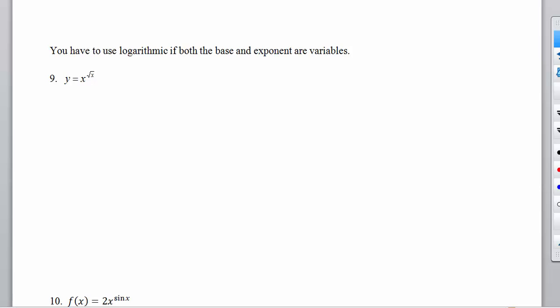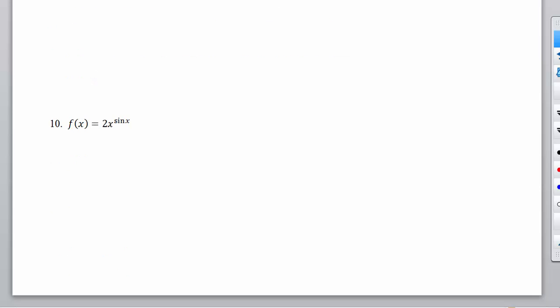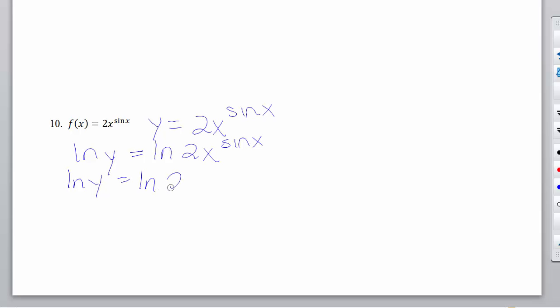And last one, similar. Okay, so I have 2 times x to the sine x. I can write this as y equals that, don't let that confuse you. Take the natural log of both sides. Now I can actually split the right side up. So that's really the natural log of 2 plus the natural log of x to the sine x.